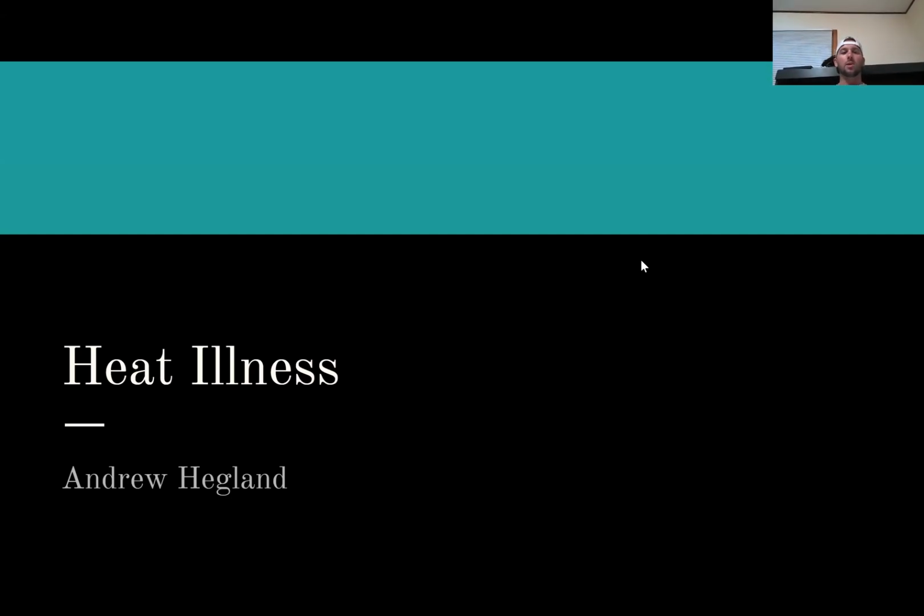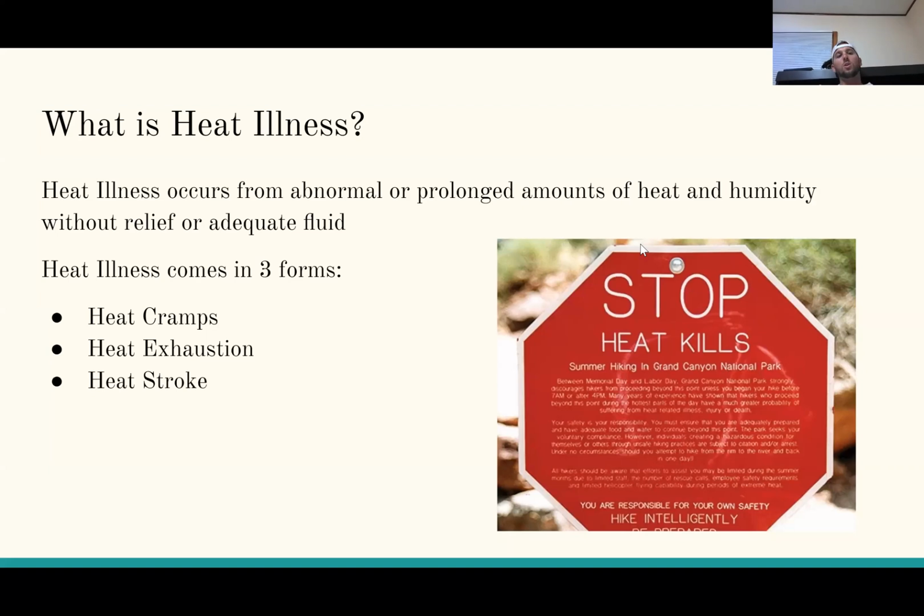Hey guys, today we're going to talk about heat illnesses. So the next thing we want to know is what is a heat illness? Heat illnesses occur from abnormal or prolonged amounts of heat and humidity without any relief or breaks. So that can come in forms of dehydration, overheating, core temperature. But all in all, there are three different forms of heat illnesses: heat cramps, heat exhaustion, and heat stroke.